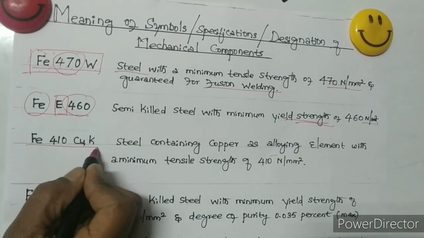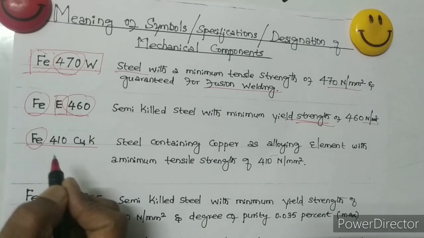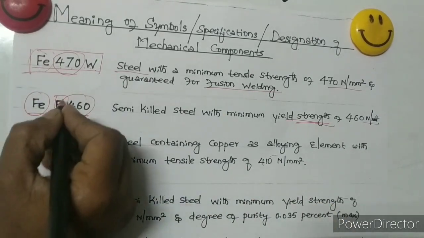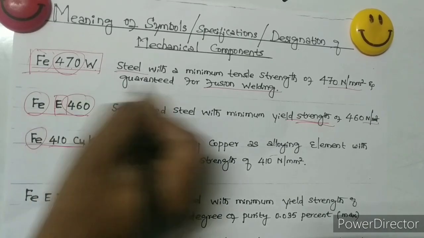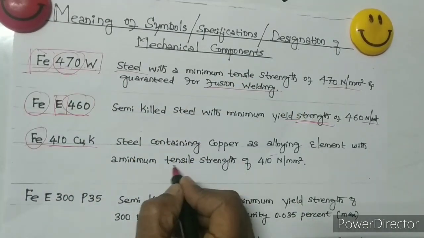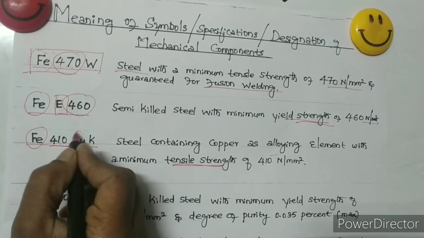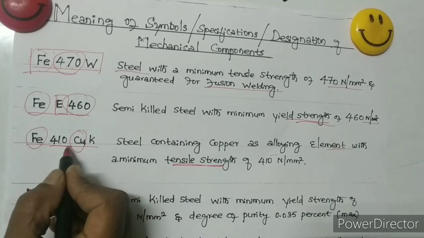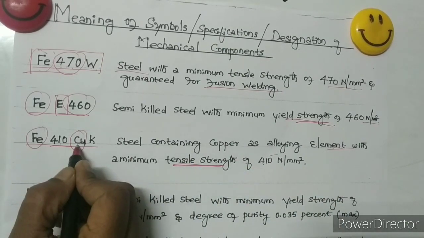Next Fe 410 CuK. Fe is again steel. 410 is what? I told you, if E is there, then you have to tell yield strength. If E is not there, then you have to tell it is a minimum tensile strength. It is a minimum tensile strength, and Cu is copper. What is it? The alloying element. Copper is an alloying element.